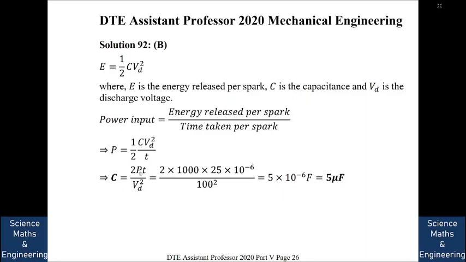So, from here we know that power is given already 1000 and time is 25 microsecond. Then discharge voltage is 100. So, we have it as 5 into 10 to the power minus 6 farad, that is 5 microfarad. Okay. So, option B is the correct answer.